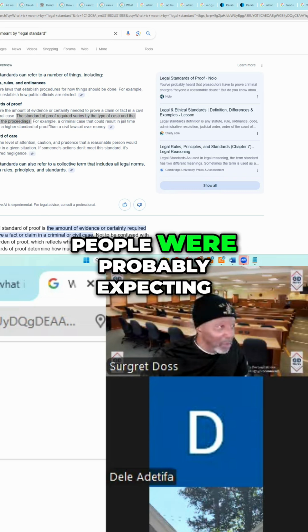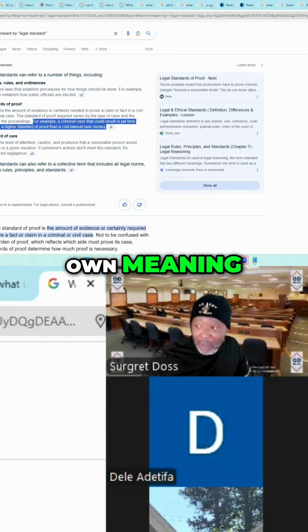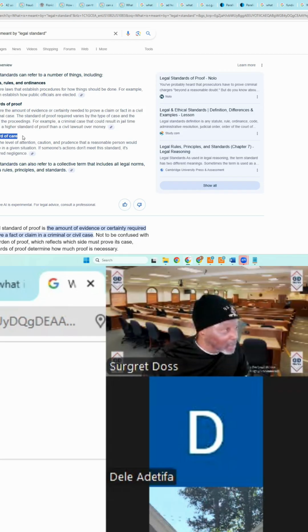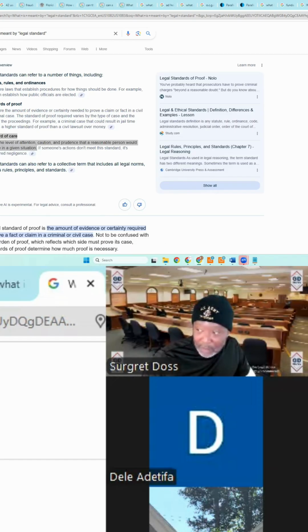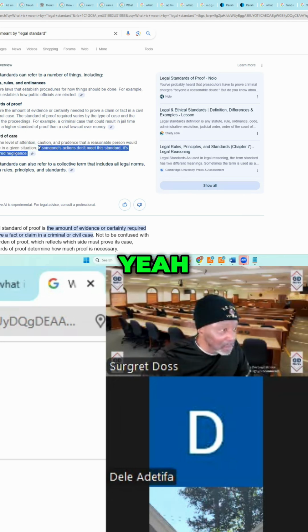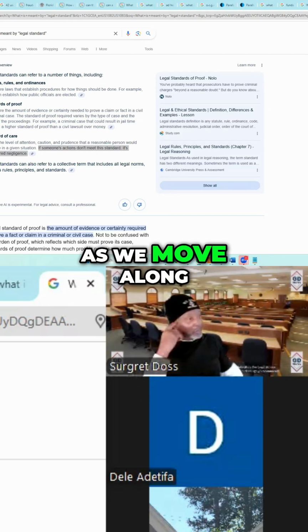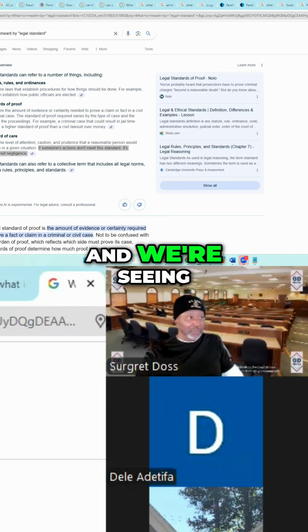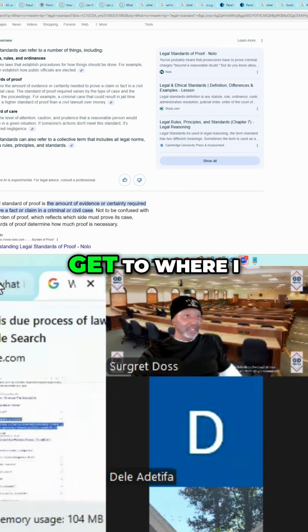Are we starting to get a little bit deeper than what people were probably expecting on one of these classes, or is it making sense that every word has its own meaning, every phrase has its own meaning, and it may not necessarily coincide with what you may get out of a Webster's dictionary, because you're not standing inside of an English class, a freshman English class, or any English class for that matter. Are we starting to get somewhere? Agreed. Yeah. Yep. And again, this takes such repetition and studying. All I'm doing is, as we move along and we say things, let's go ahead and talk about it. We're seeing that, and I'm hoping it doesn't deter anybody, but it makes you say, okay, how many more turns do I have to take in order to get to where I want to be?